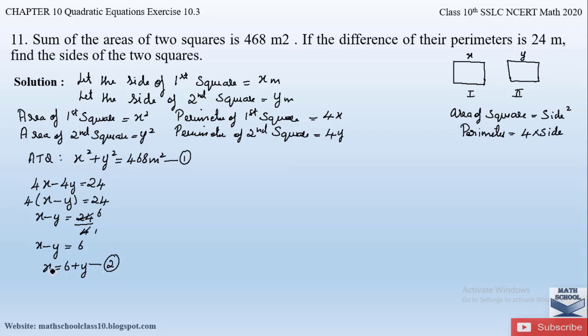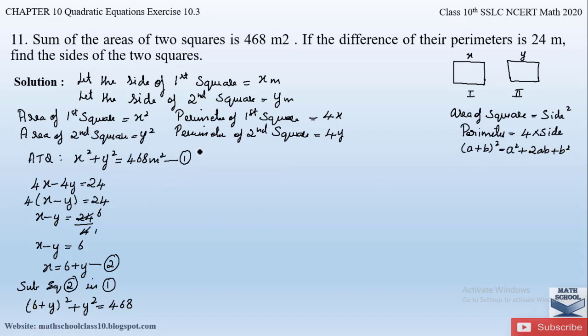Now you can substitute the value of x from equation 2 in equation 1. So we have x is equal to 6 plus y, the whole square, plus y square is equal to 468. Now if you observe, this is of the form a plus b the whole square, where the formula of a plus b the whole square is given as a square plus 2ab plus b square. So here a value is 6 and b is y.